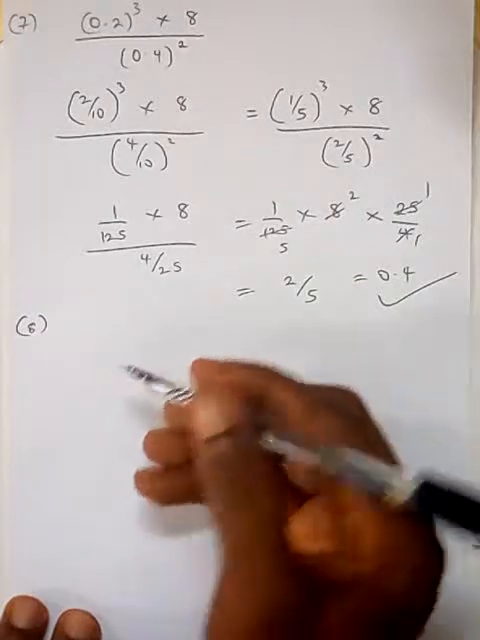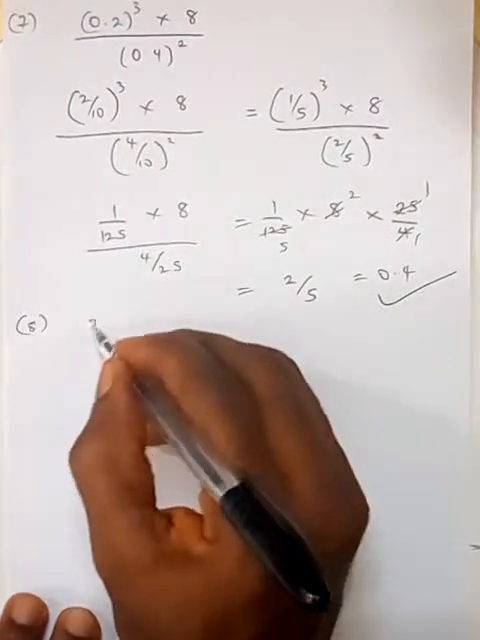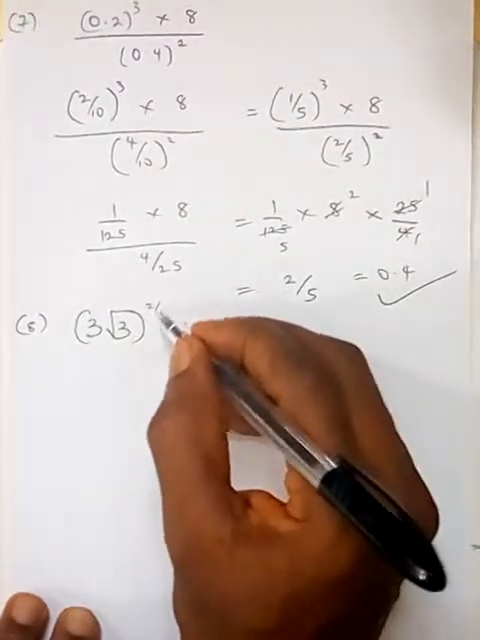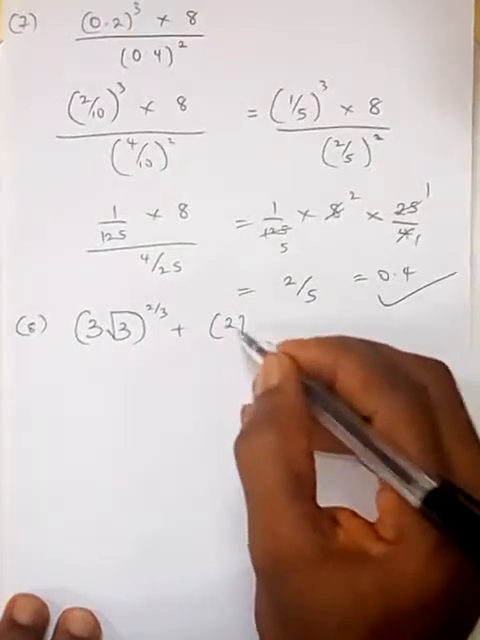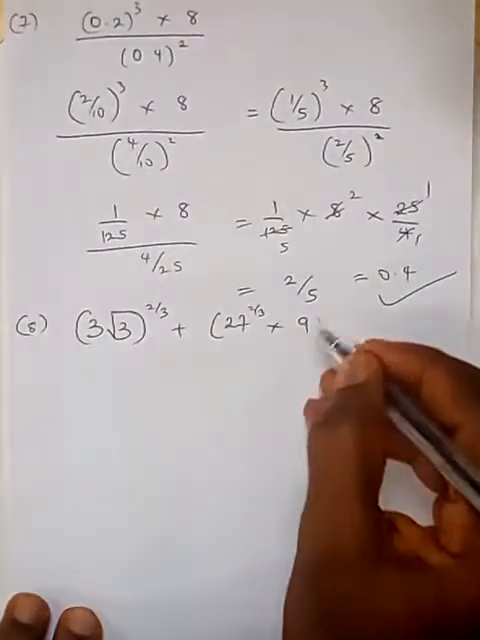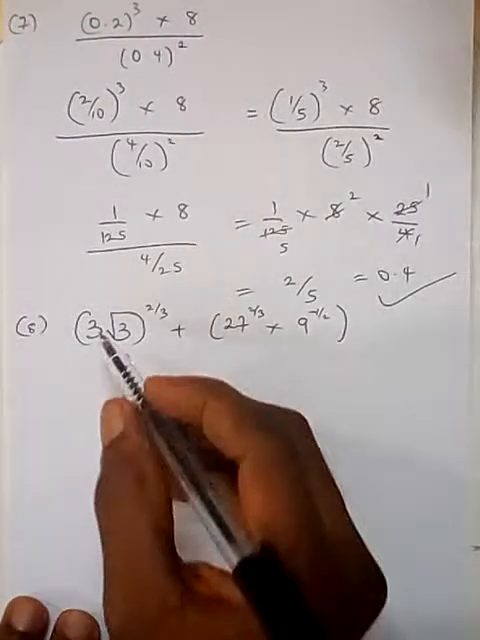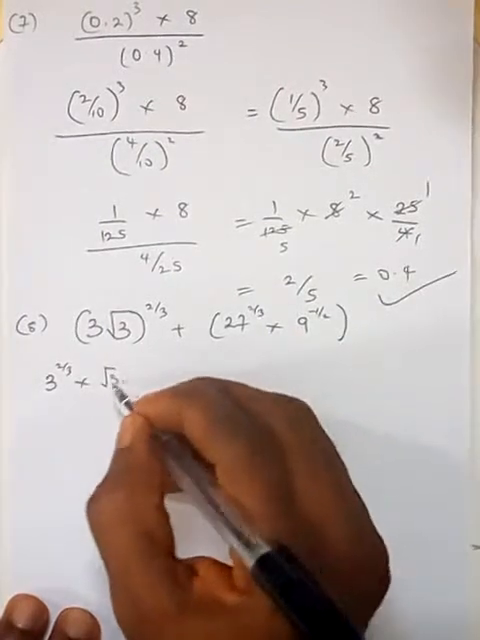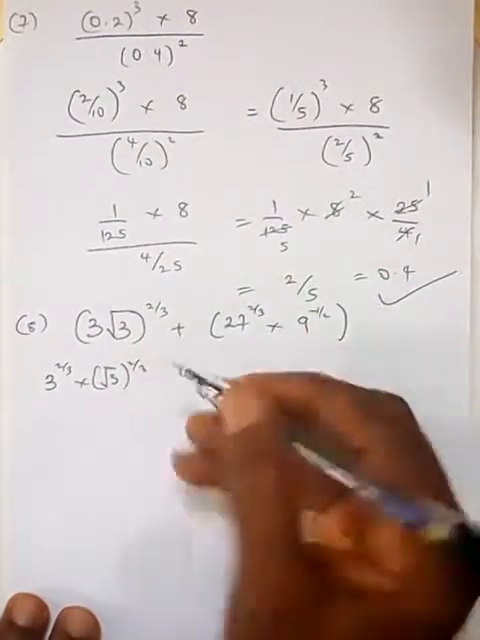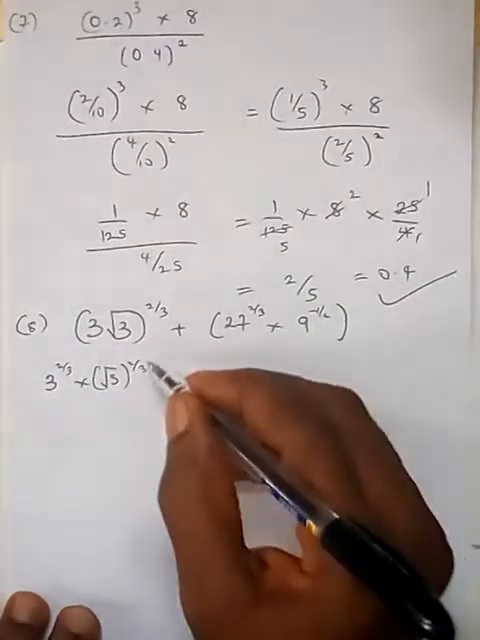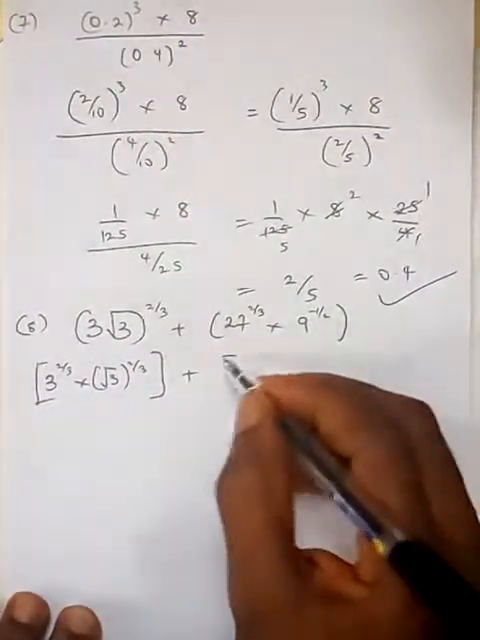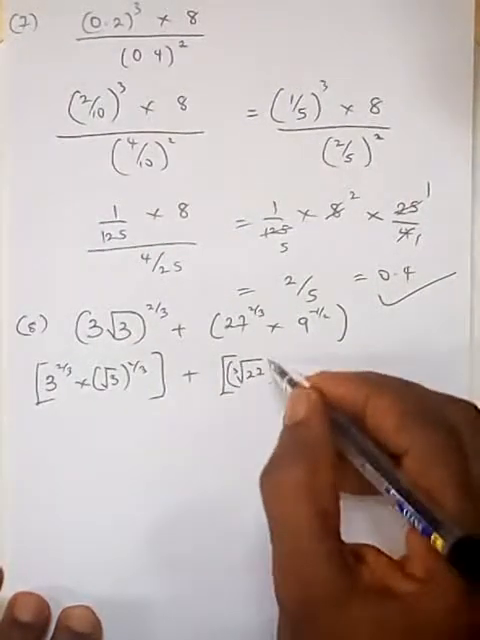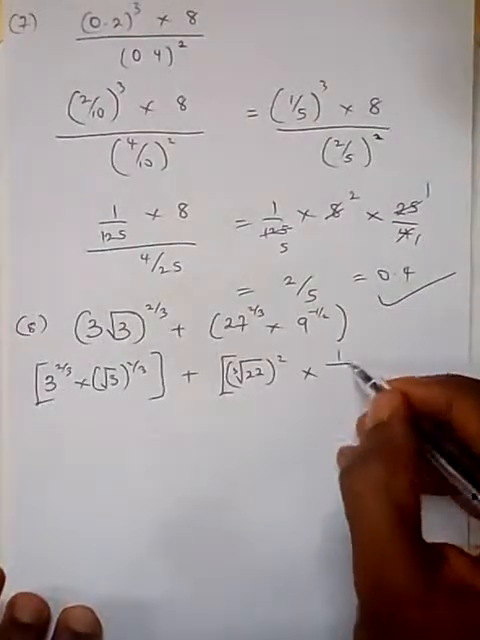Simplify 3 times root 3 raised to power 2 over 3 plus 27 raised to power 2 over 3 times 9 raised to power minus 1 over 2. Okay, now this is times, so this is the same thing as 3 raised to power 2 over 3 times root 3 raised to power 2 over 3, because this is times, we can add the powers, plus cube root of 27 raised to power 2 times 1 over 9 raised to power 1 over 2.